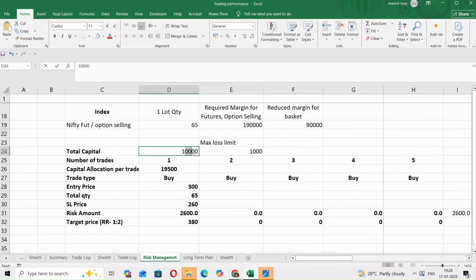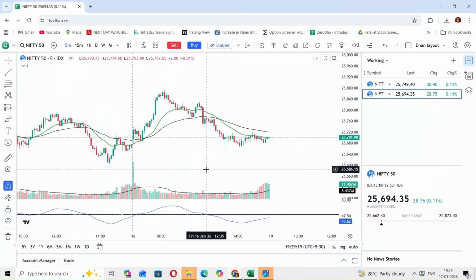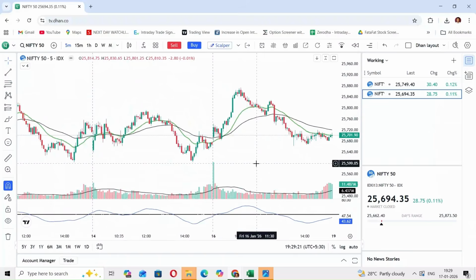Wait a second, this is 1 lakh rupees. You need at least 1 lakh capital, and your max daily loss limit should be 10% of your total capital. So this is the equation. In any trade, you should not lose more than 2,600, so that you are able to take at least 4 trades in a day. In this case, your max SL should not exceed 40 points in option buying trades. Always remember this point, okay?